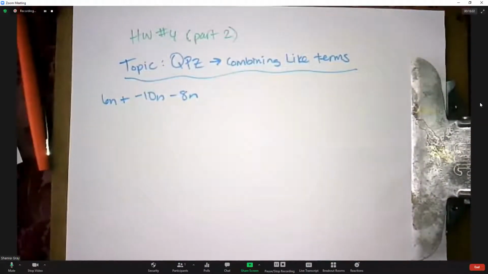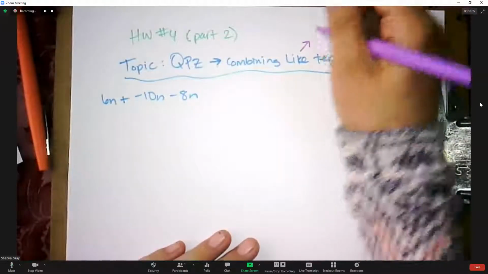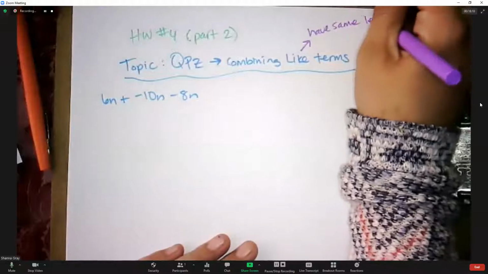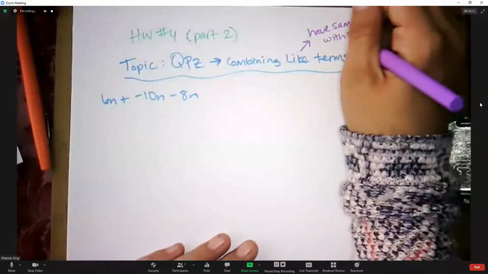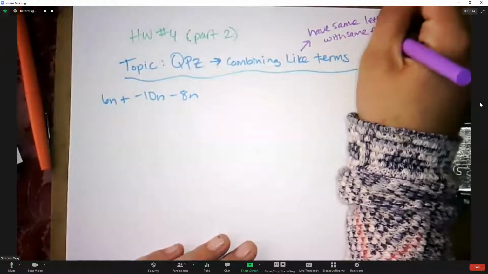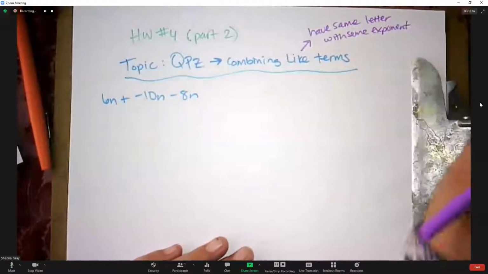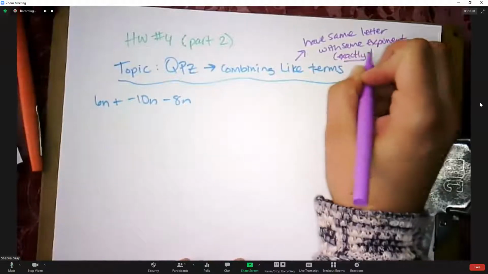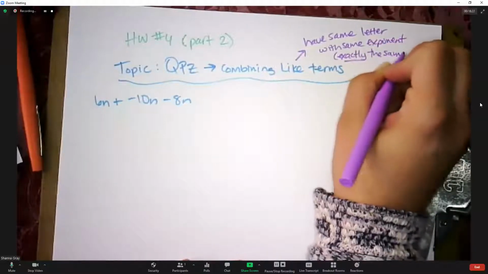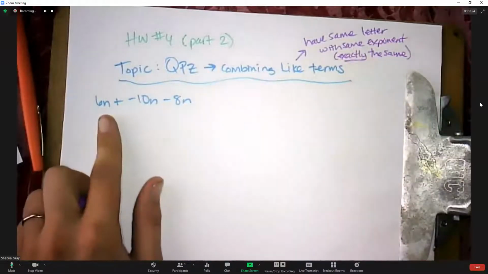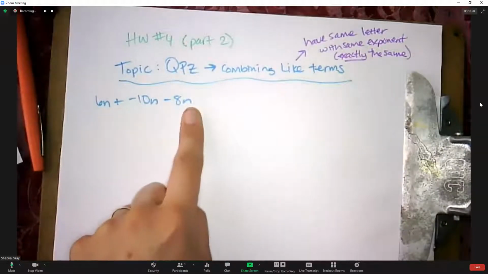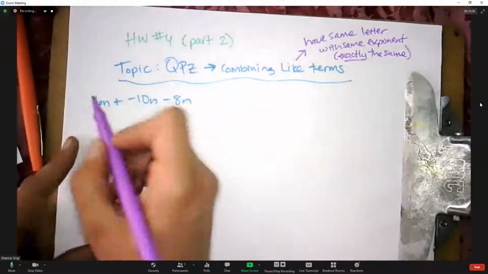And so the idea is like terms have the same letter with the same exponent. And these have to be exactly the same in order to be like terms. So if I'm looking here, I have an N on this one and an N on that one and an N on that one. So they are exactly the same, which means that these are like terms.